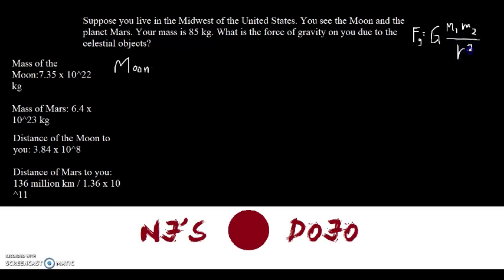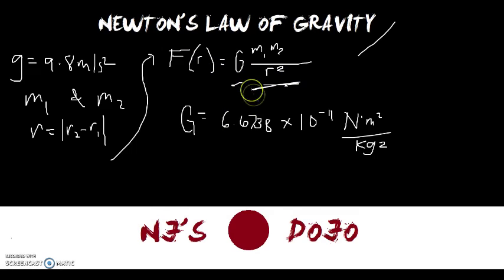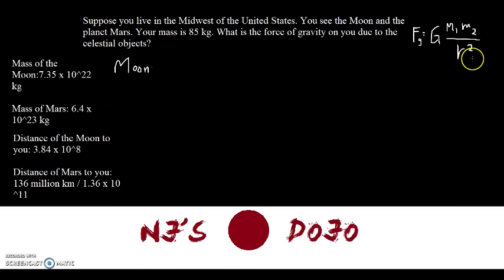r squared. Okay, this is a correction from the previous example. Here in Newton's law of gravity, we have to put squared here. That's one mistake I committed. Okay, so now that we've corrected that, we can use it to solve this problem. So we have this equation and we have to solve for the force of gravity for the moon and planet Mars using this equation.